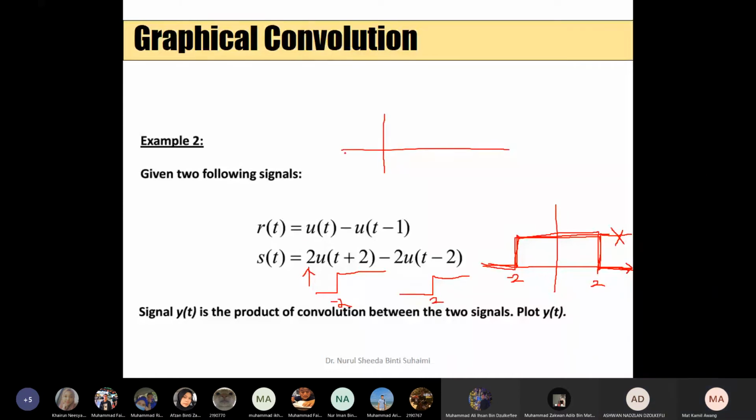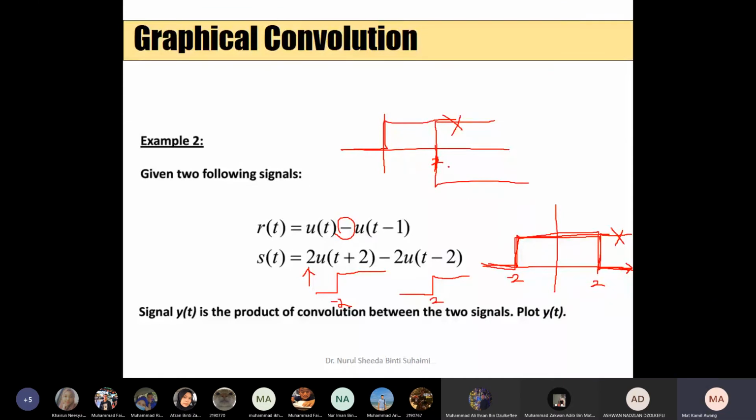u of t is this function. And t minus 1 is actually here. Let's say 1 here, 1 to 1. And this one, the function is here, like that. Because of the minus sign, this one is cancelled out.